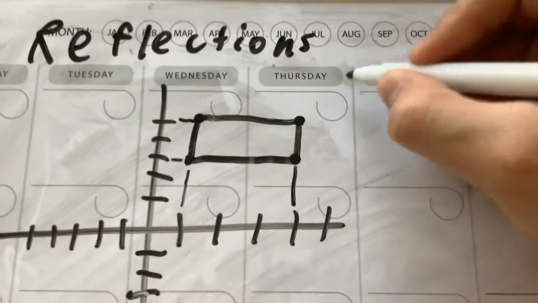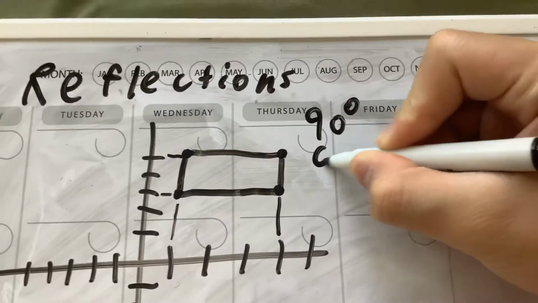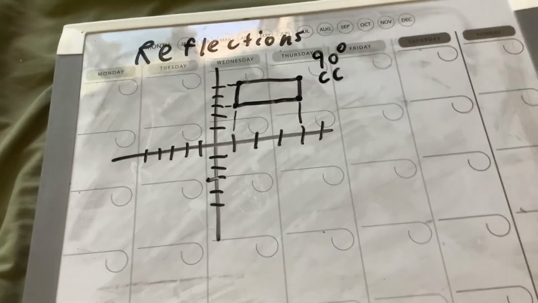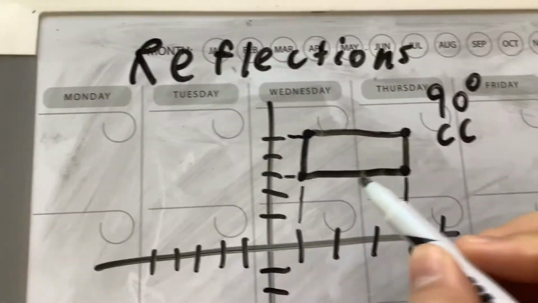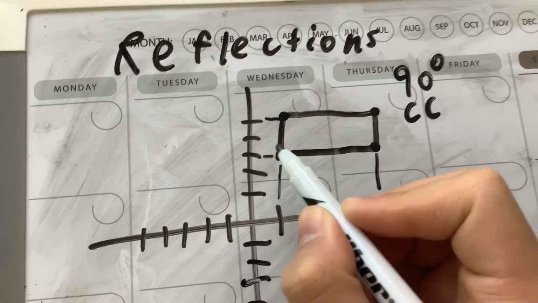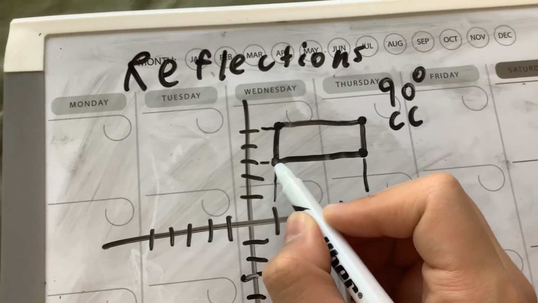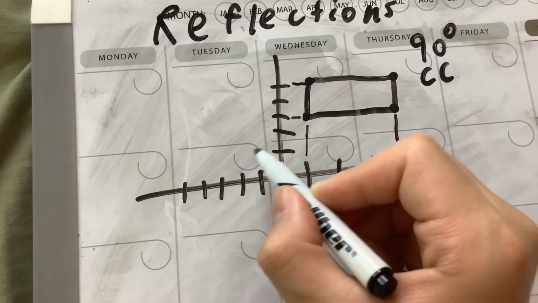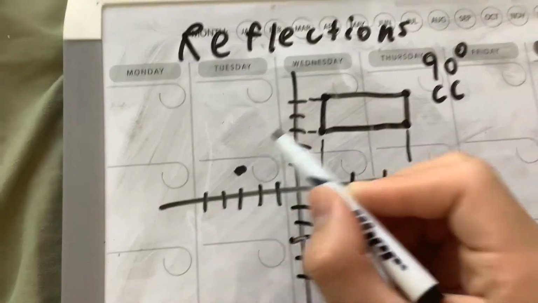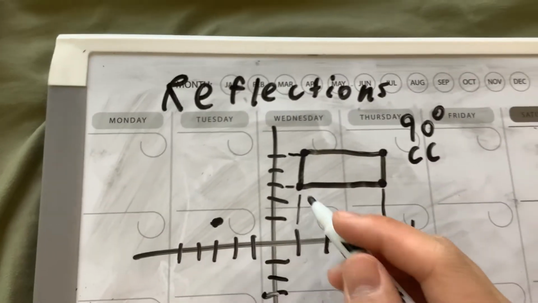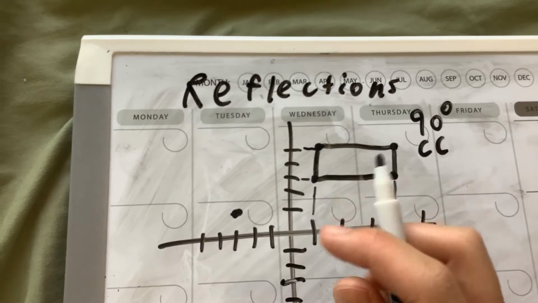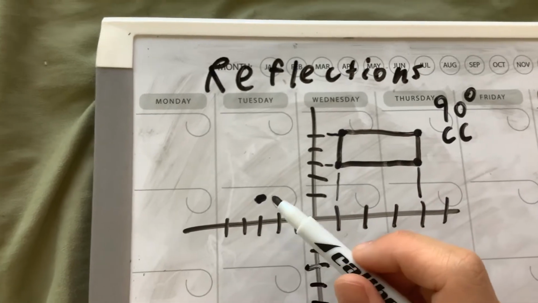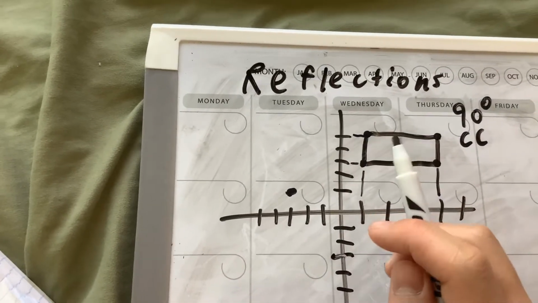So, we're going to rotate it 90 degrees counterclockwise. As you can see here, we're going to change this 3, 1 into a new point. If we were to change it, it would mean that this would be over here. 90 degrees clockwise would become negative 3 and 1.